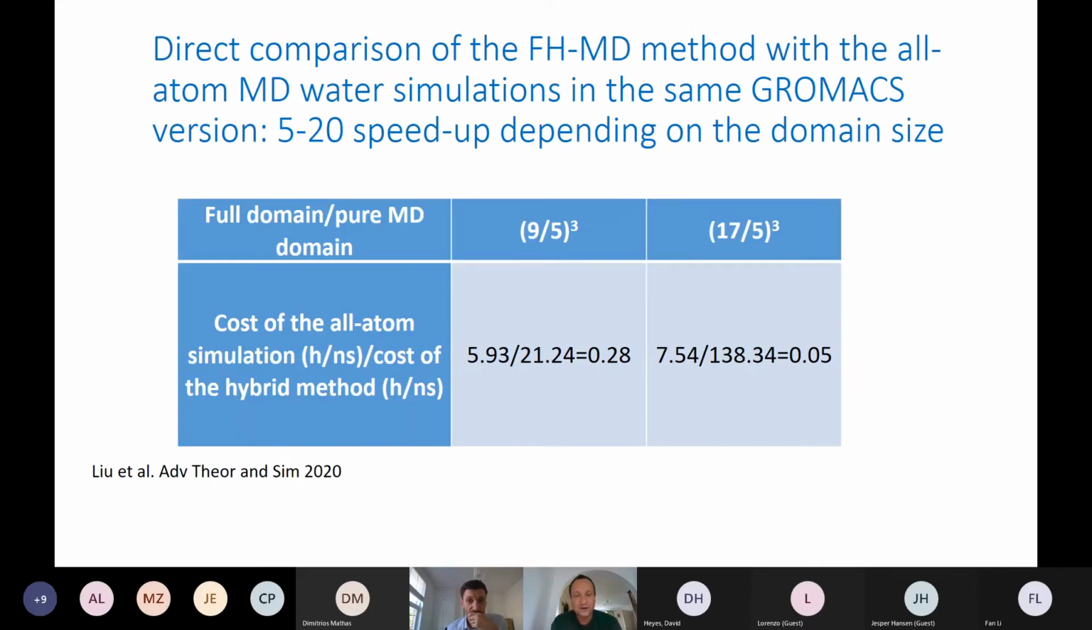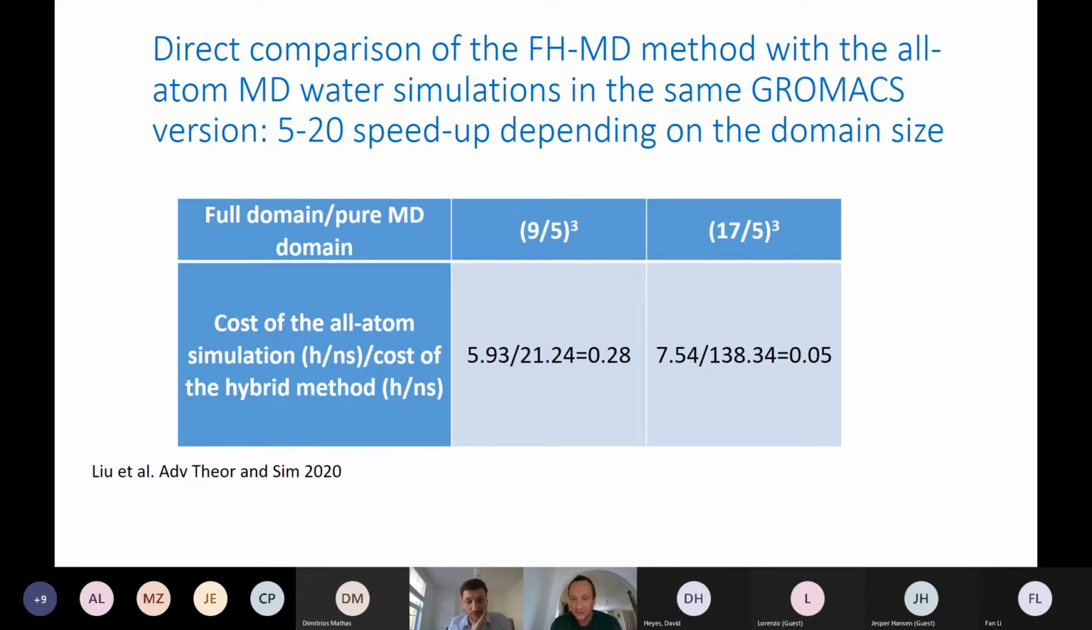And one more important comment here is that, of course, multi-scale methods are typically more involved in terms of the implementation. So why would we need to use them instead of the non-equilibrium molecular dynamics, for example? But what we can see is that in comparison with the standard classical MD water simulations in the same GROMACS version, we can have up to 20 times speed up depending on the domain size.